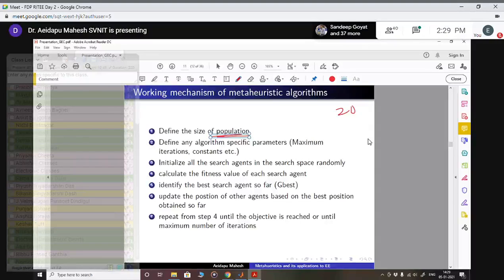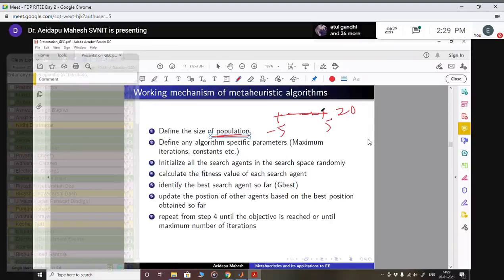And if you have any algorithm-specific parameters, like maximum iterations or some constraints for that algorithm, you have to define them. And then the first thing you need to do is generate 20 random possible solutions in the search space. This is my search space, X is from minus 5 to plus 5. So I'll take 20 samples in this search space.